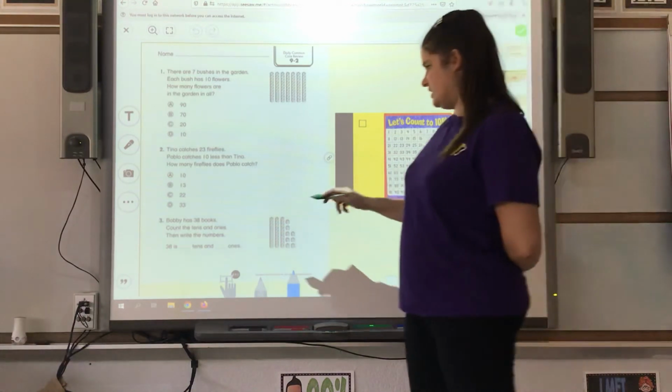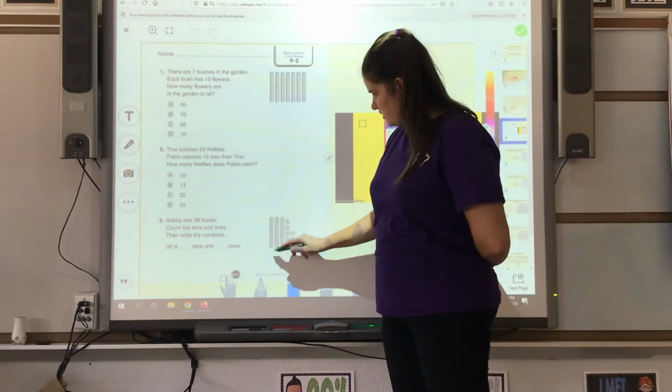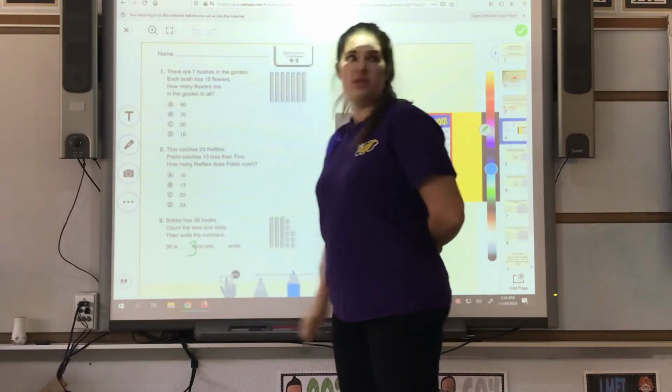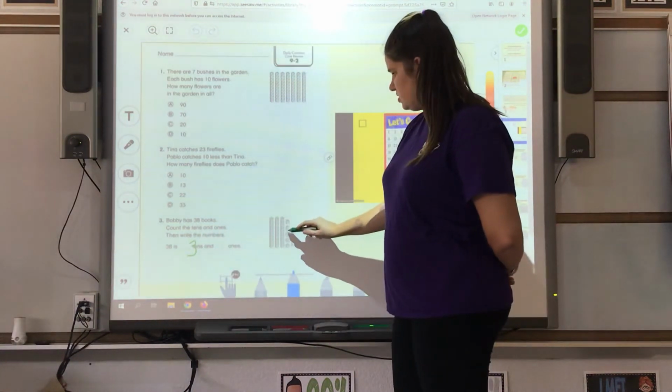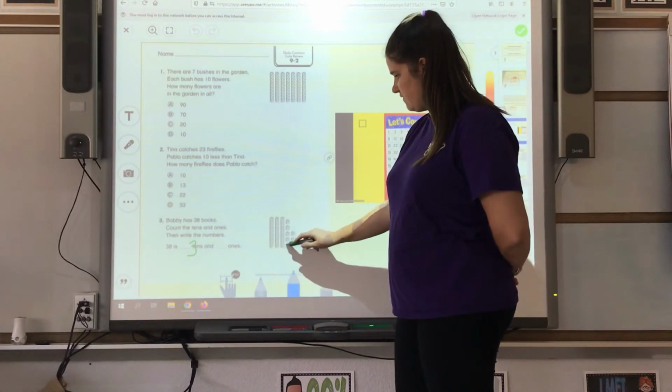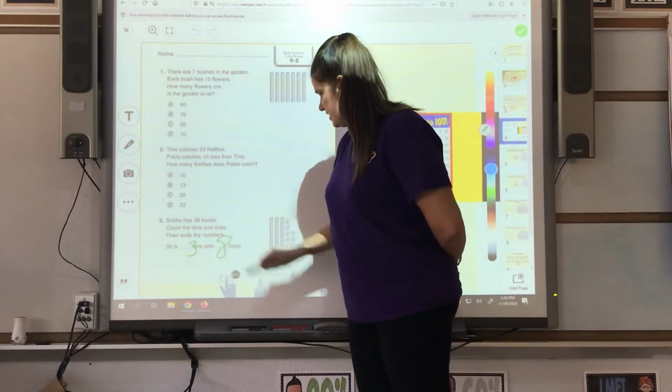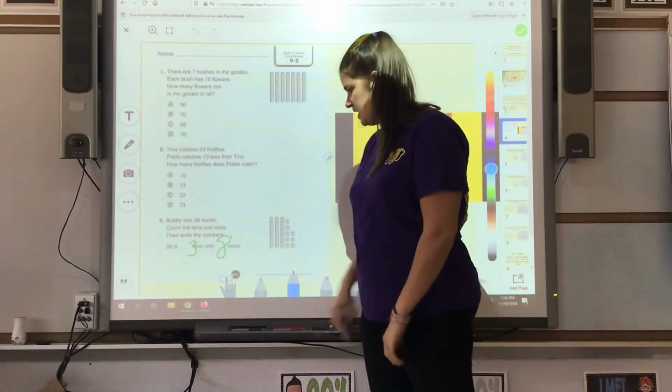So 38 is blank tens. 1, 2, 3. And how many ones? 1, 2, 3, 4, 5, 6, 7, 8. 38 is 3 tens and 8 ones.